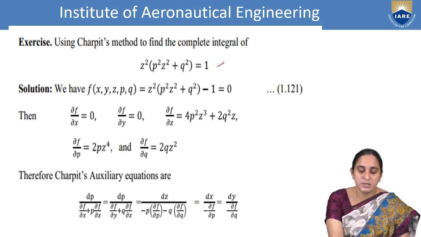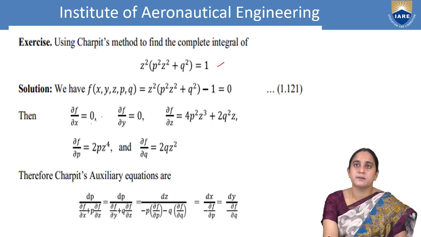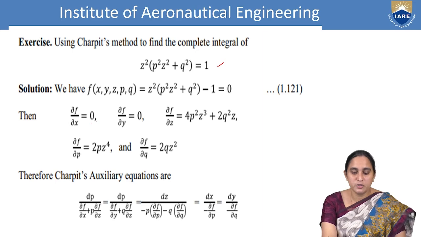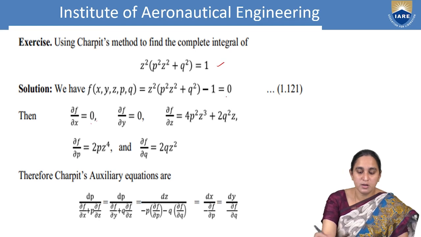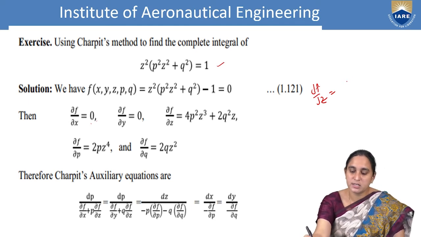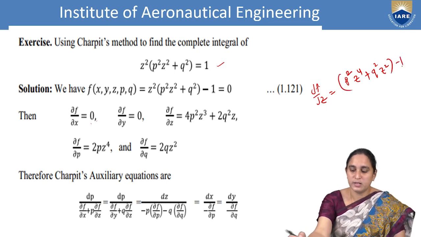For that, differentiate with respect to x, that is 0. And differentiate with respect to y, that is 0. And differentiate with respect to z. Okay, how to differentiate with respect to z? That is dou f by dou z is equal to, I'll take z square inside the brackets, that is p square z power 4 plus q square z square minus 1.